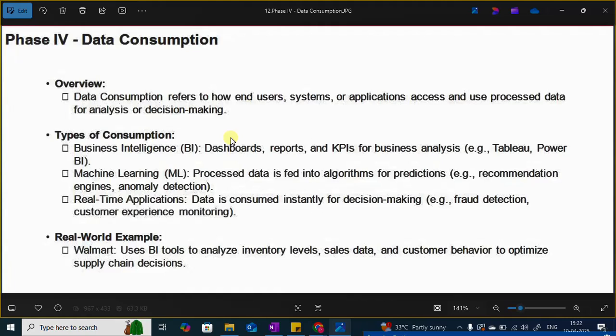Machine learning (ML): processed data is fed into algorithms for prediction. Example: recommendation engine, anomaly detection, and so on. Real-time application: data is consumed instantly for decision making. Example: fraud detection, consumer experience monitoring, and so on. Now, a real world example: Walmart uses BI tools to analyze inventory levels, sales data, and consumer behavior to optimize supply chain decisions.